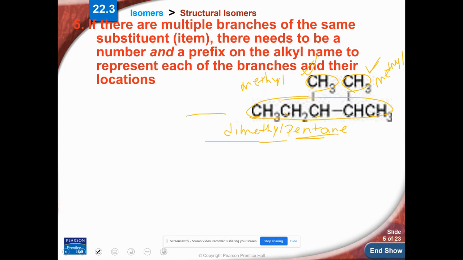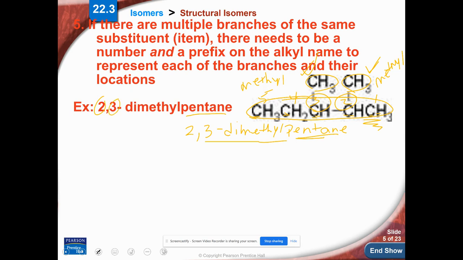And so now I have to say where exactly each of those methyls are. I need to give a location to each. So it looks like they're closer to this end of the molecule. So I'm going to start and I'm going to call this one carbon number 1. This one's going to be carbon number 2, 3, 4, and 5. So since I have 1 on carbon number 2 and 1 on carbon number 3, that's where this 2, 3 comes from. That's 2, 3 dimethylpentane.